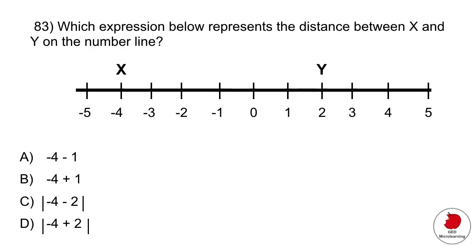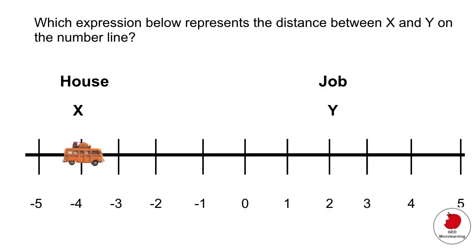Okay, so the next question is a number line question, and it also has some absolute values. So it says, which expression below represents the distance between x and y on the number line? All right, so one easy way to think about number lines is to think of them like a subway line or a bus line, okay? So when you look at this number line, instead of thinking x and y, think, this is my house and my job is in point y. What's the distance between these 2 points?